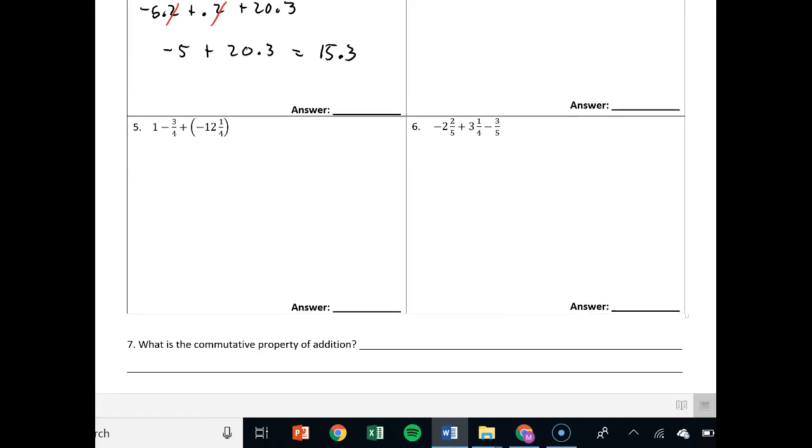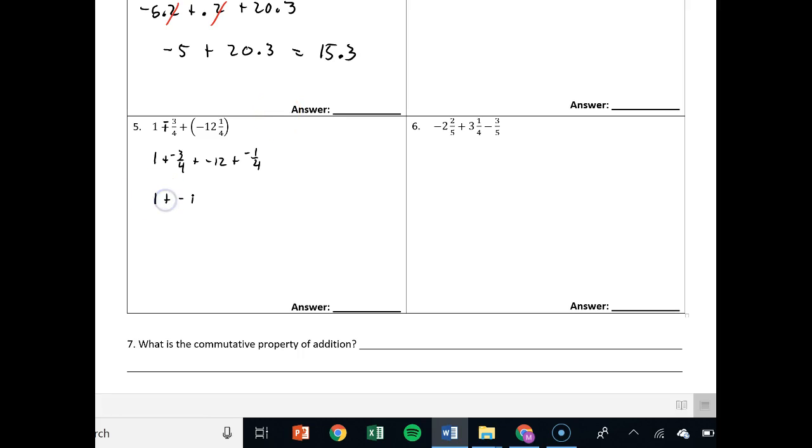Problem like number 5, I got 1 minus 3/4, so plus a negative 3/4 plus a negative 12 1/4. So we have 1 plus a negative 3/4 plus a negative 12 plus a negative 1/4. I'm just breaking apart that fraction. Commutative property of addition, 1 plus negative 12 plus negative 3/4 plus negative 1/4.